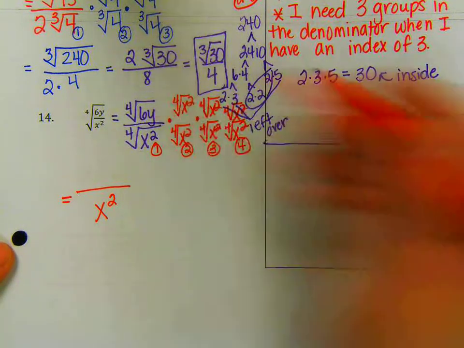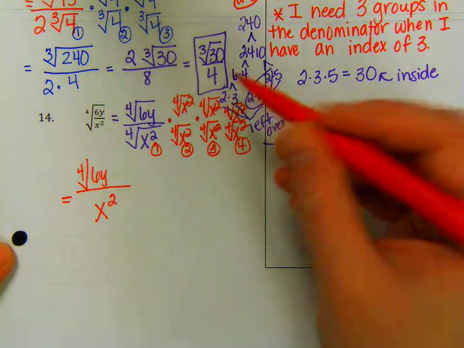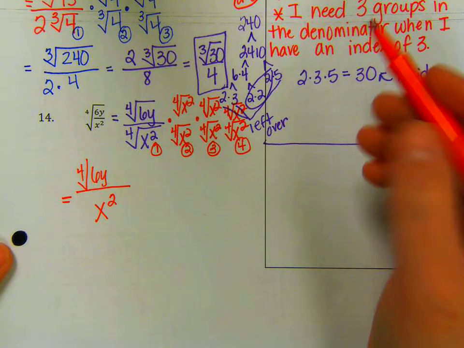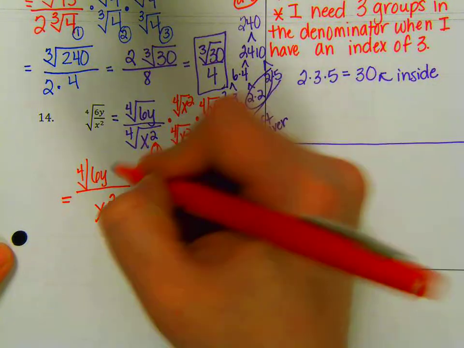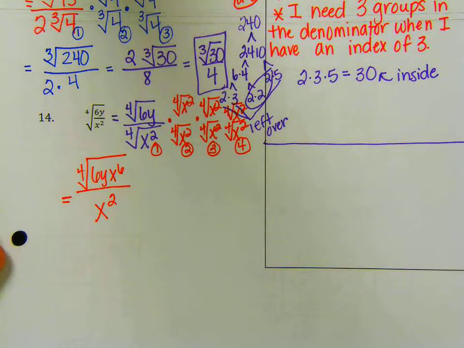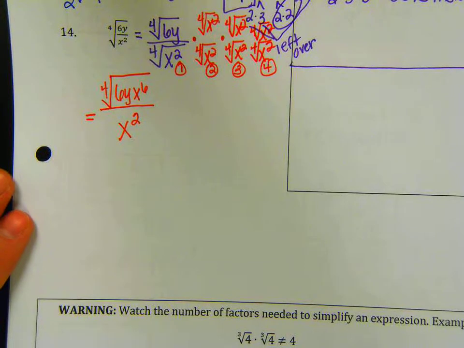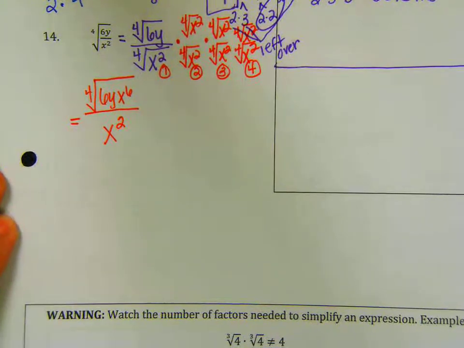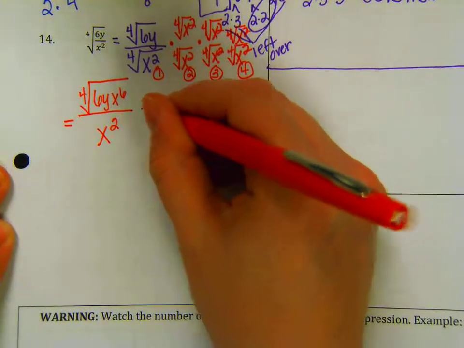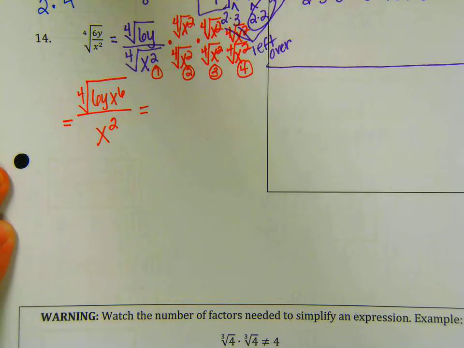And then in the numerator, I can just multiply everything that's here. So the 4th root of 6y, then x squared, x squared, and x squared. How many x's do we have? 6 of them, so it'll be x to the 6th. Final step here. Well, final 2 steps. I can simplify the 4th root of x to the 6th. Nothing else can be simplified.